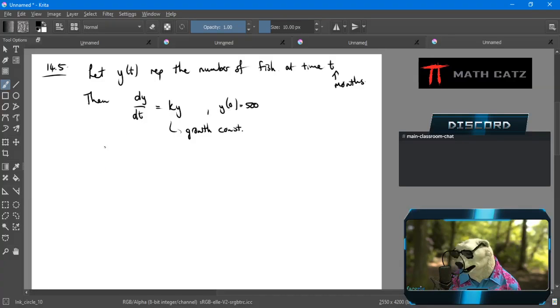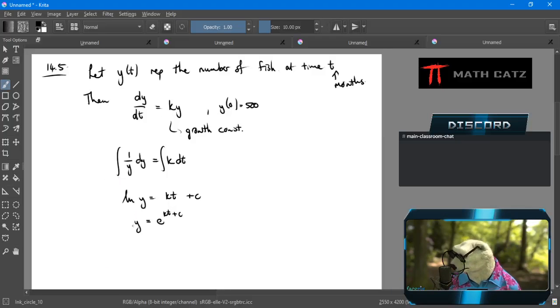Then, just to practice and prepare, I show how this differential equation leads to my exponential growth function. Then 1 over y dy is equal to k dt when I separate the variables. I integrate both sides. I get natural log of y equals kt plus a constant, the integration constant. y is equal to e to the kt plus c. And this is always going to be the same.